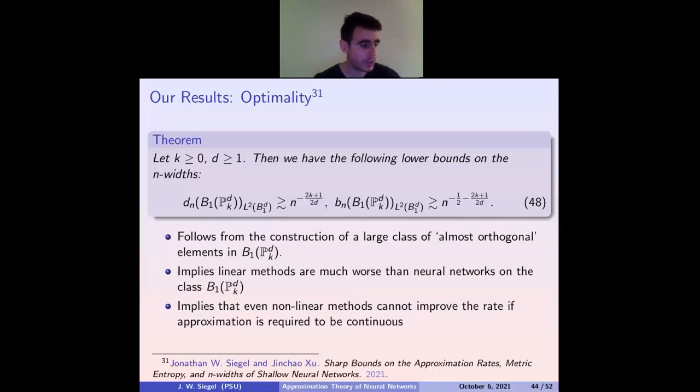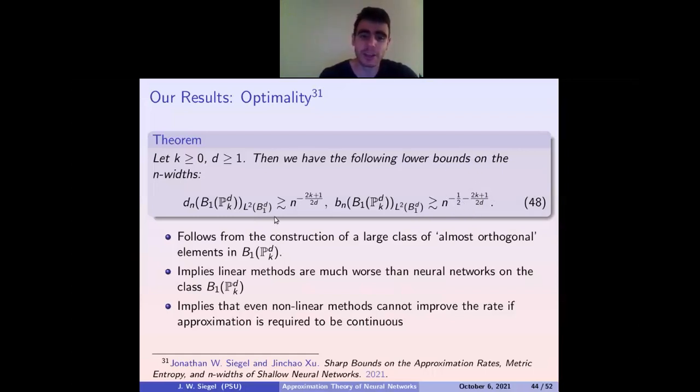consequences of this? Well, this first lower bound here shows that linear methods are much worse than shallow neural networks on this convex hull, especially in high dimensions, right? Because you've lost this n to the minus 1/2, right? And in high dimensions, the n to the minus 1/2 is going to be most of the decay. So this is going to decay much slower than n to the minus 1/2 minus (2k plus 1) over 2d.